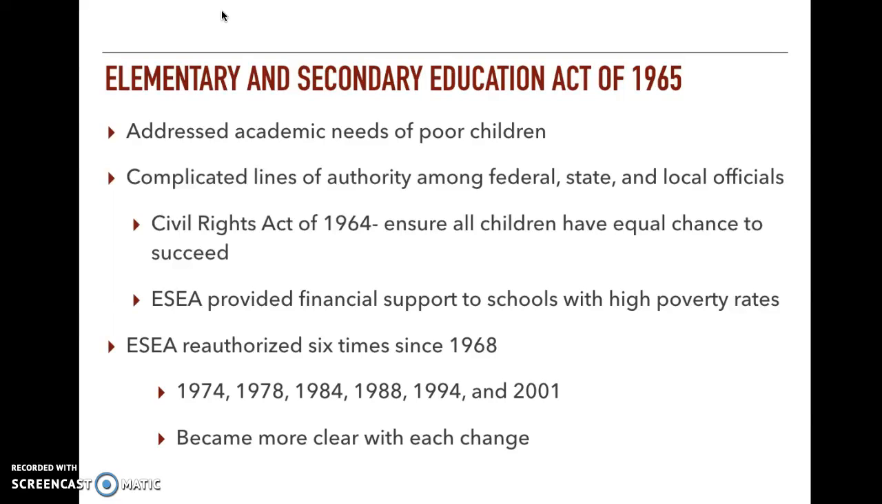Following the passing of the Elementary and Secondary Education Act, there was a lot of confusion about the lines of authority among federal, state, and local officials. Previously, the Civil Rights Act of 1964 ensured that all children received equal chances to succeed. On the contrary, the ESEA provided financial support to schools with high poverty rates to fund bilingual education programs. Since 1965, this act has been reauthorized 6 times, each time becoming more and more clear on its goals.